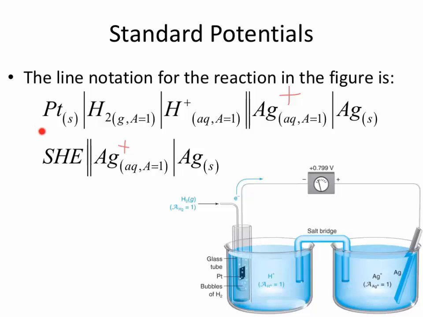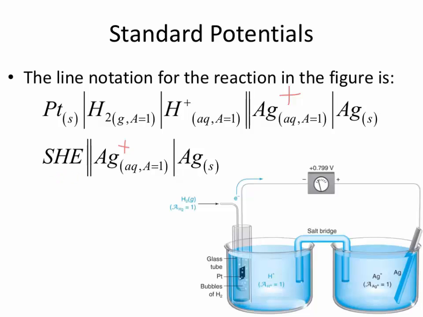Now, we can take this left part over here and symbolize it all with one short notation, SHE, for the standard hydrogen electrode. So anytime you see this, it really means that whole stuff, which is basically everything on the left side of our diagram. And that way we can shorten this and just show what we have on the right, plus this standard hydrogen electrode on the left.